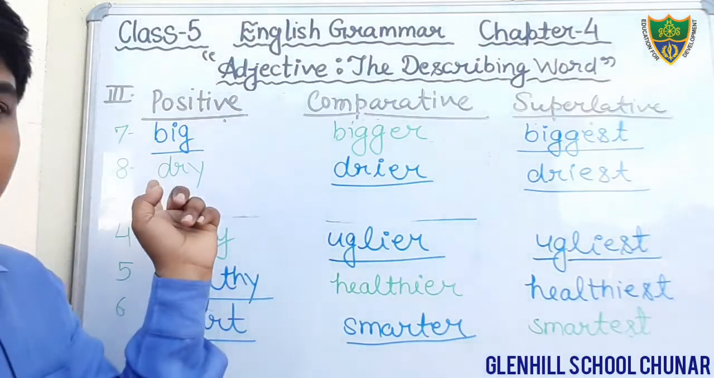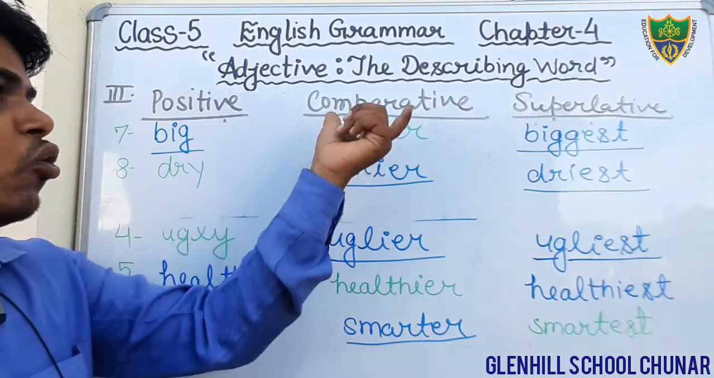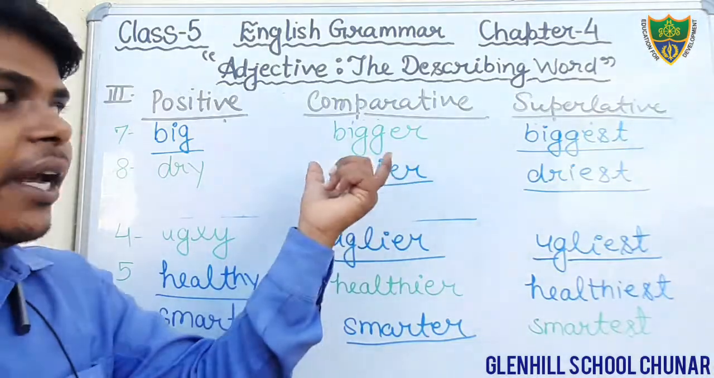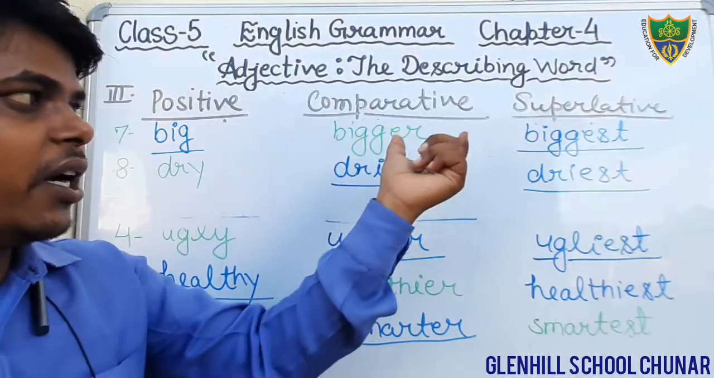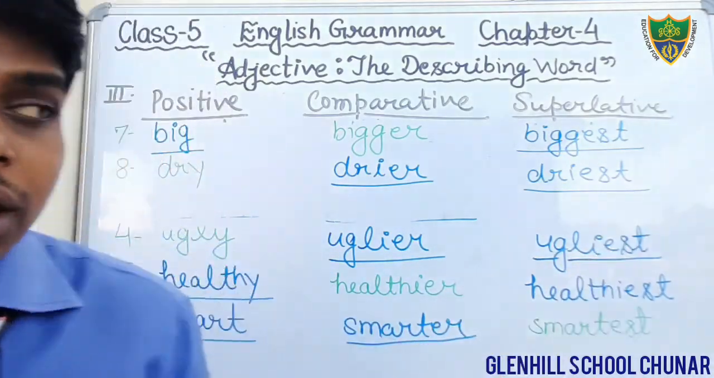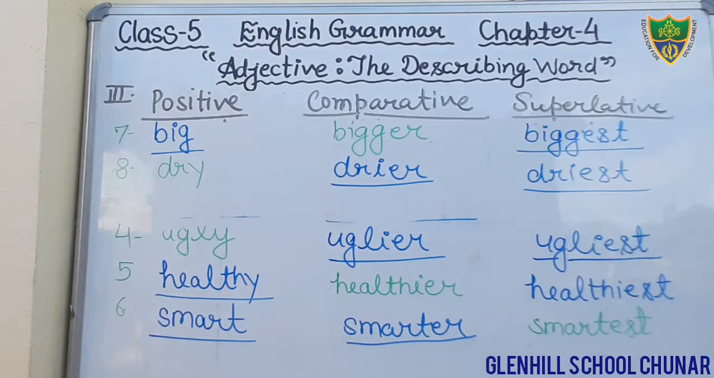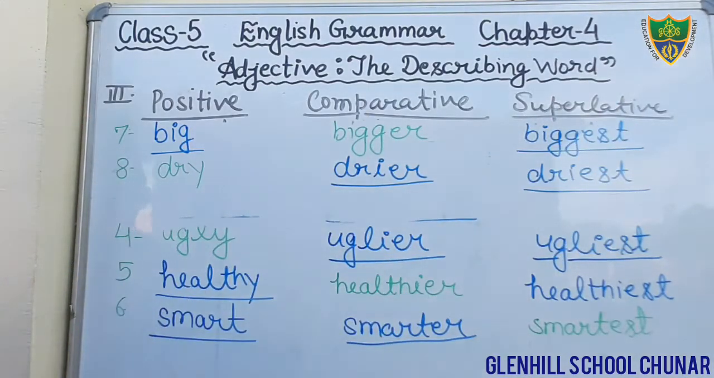Dry is given. That is the positive form. Okay, that is the positive degree. And what would be the suitable, appropriate comparative degree? Drier. And superlative degree? Driest. Okay, students. So just fill in the column of comparative degree, you will fill the word drier. In the column of superlative degree, you will fill the word driest.